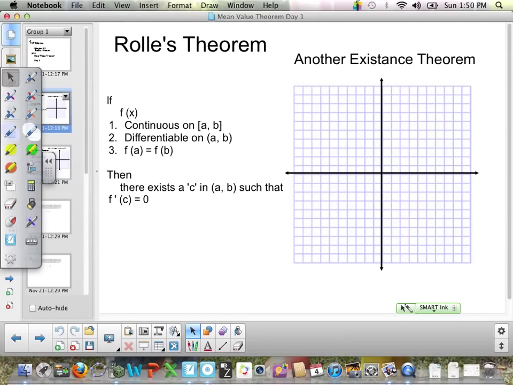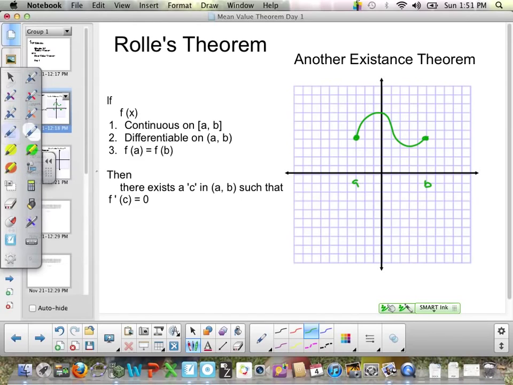In order to use Rolle's Theorem, 3 things must be true. It must be continuous on the closed interval, differentiable on the open interval, and the endpoints must be equal to each other in height. So for example, here is A and here is B. F of A must equal F of B. So we'll say right there and right there. They must be equal. And it must be continuous and differentiable. That means it's a smooth curve with no cusps or gaps. All right?